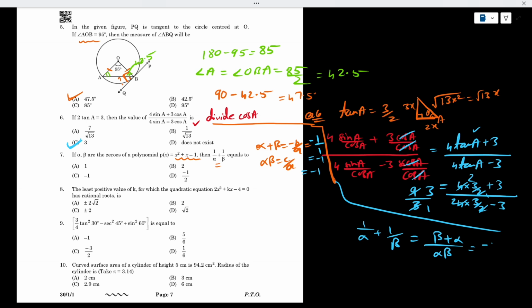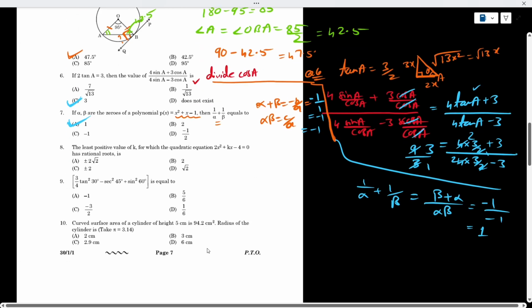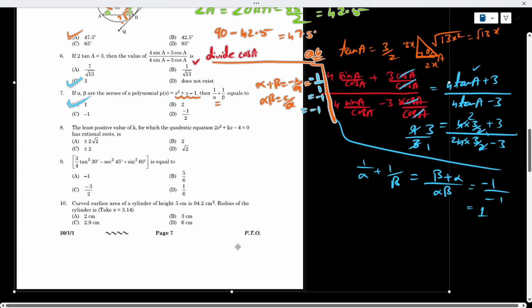Now substitute the value here, minus 1 by minus 1. If you take it here, it will be positive 1. So what is the right option? Option A is the right option. Now the next question.